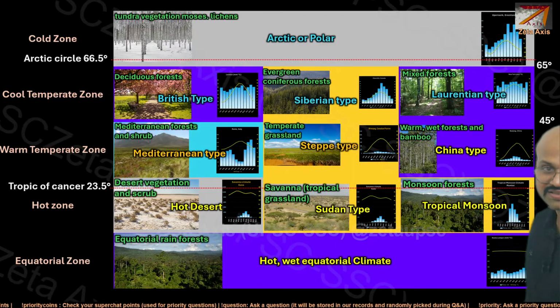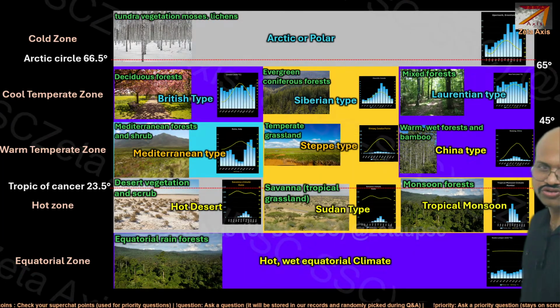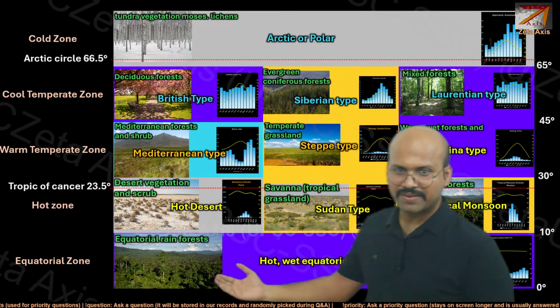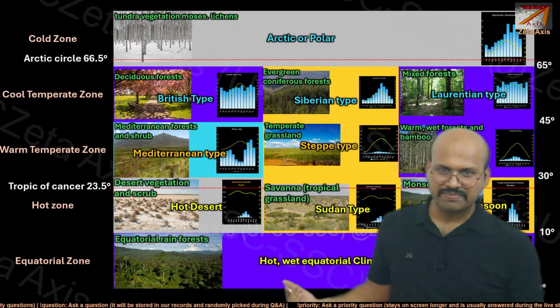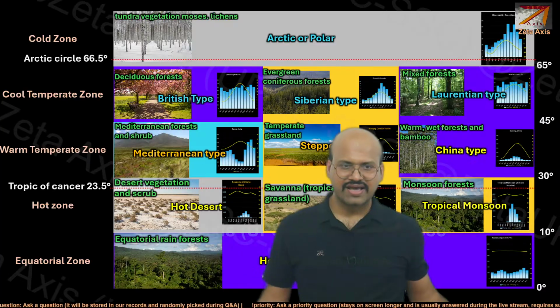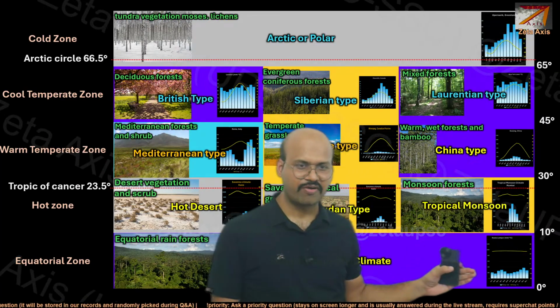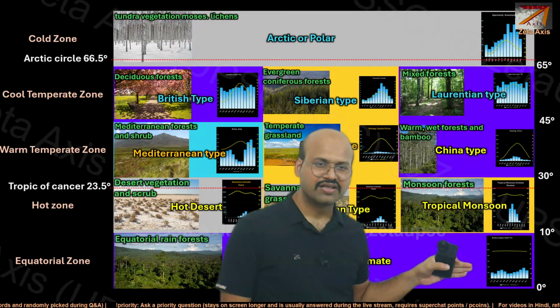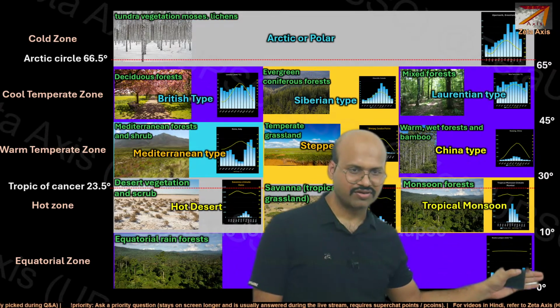Similarly, in the next slide we will see, this is also a classification. We can see the equatorial region. We have this type of climate, equatorial climate, where we have equatorial rainforest, and this is the type of rainfall pattern over here, and this is the temperature. Temperature is almost constant.